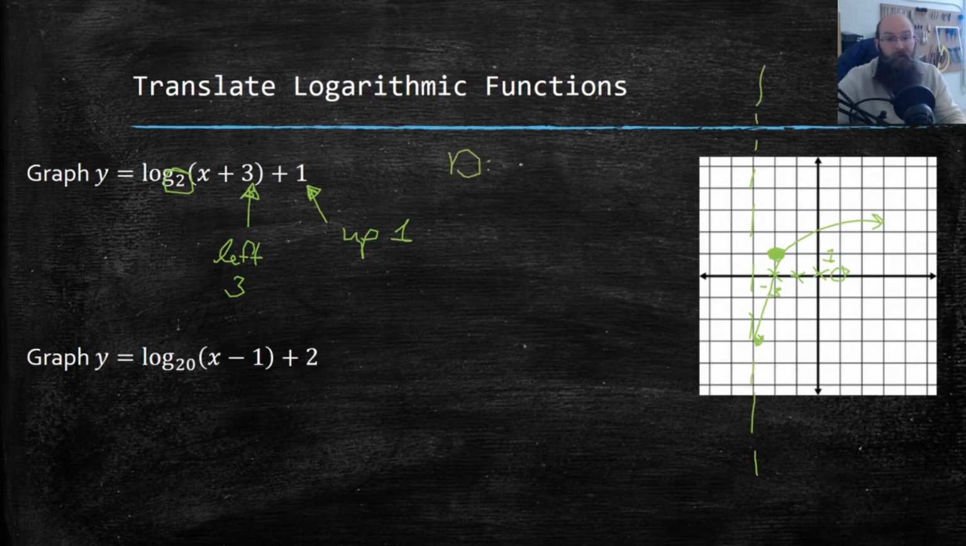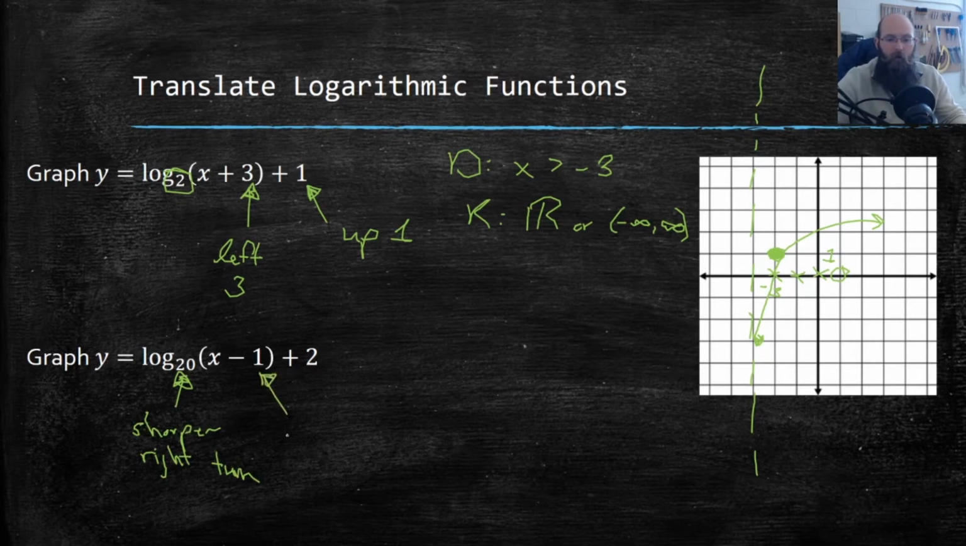My domain is, in this case, a little bit different now because x has to be greater than negative 3 because I was shifted left 3. My range is still all real numbers, and I could also write that as negative infinity to infinity. Now this one down on the bottom, what's going on here? This 20 means I'm stretched a little bit. It's a sharper right turn.